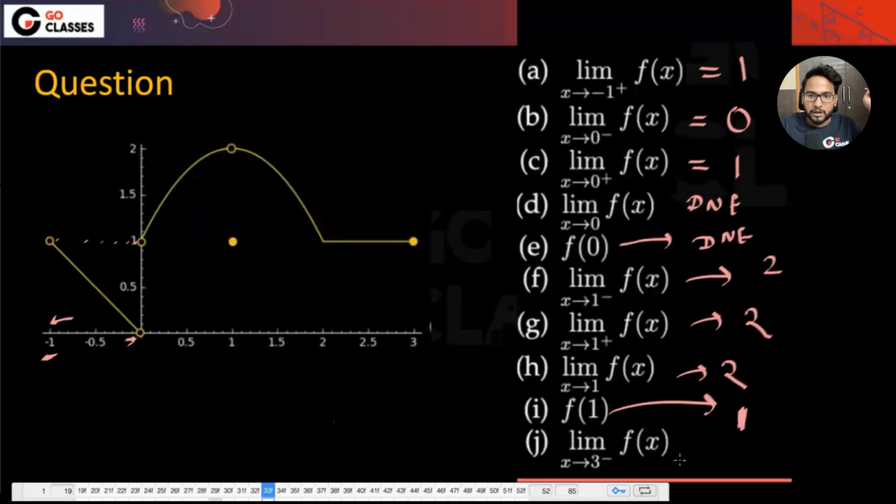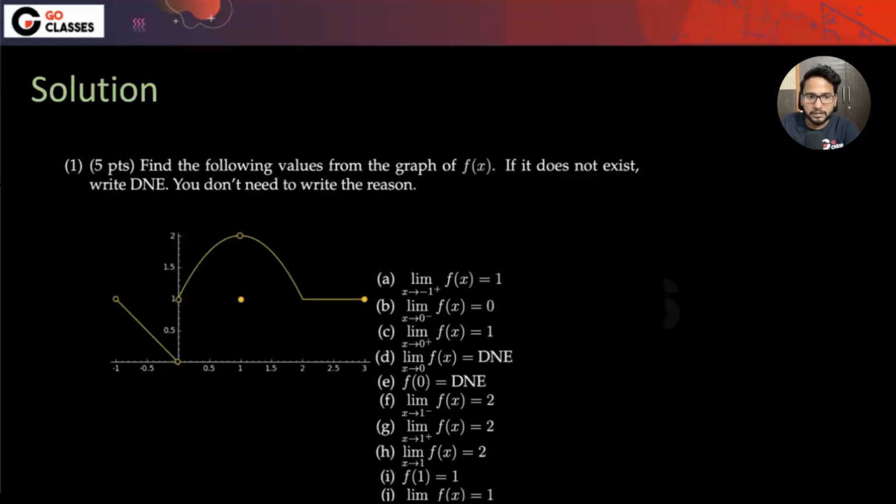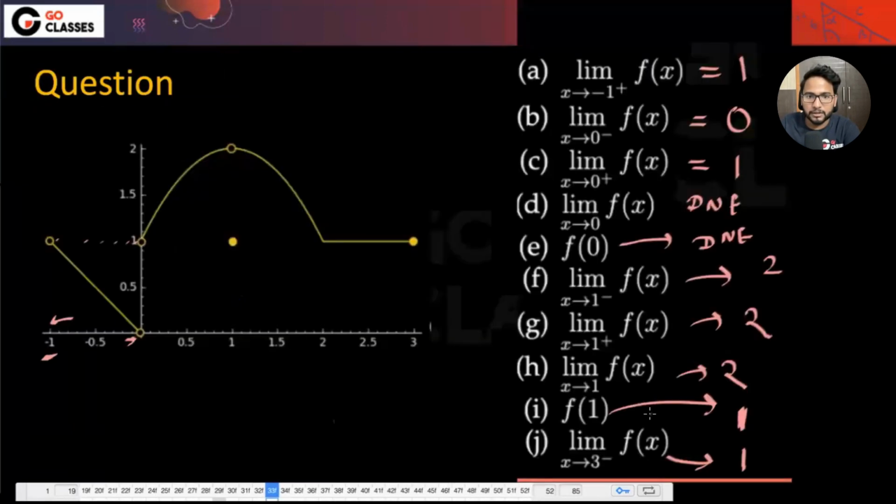Okay, and now what about this 3 minus? Which means you are coming from the left. I think it is 1. So the answers are 1, 0, 1, DNE, DNE, 2, 2, 2, 1, 1. You can see the answers here. Yeah, these are the correct answers. f(3) is 1. f(3) is also 1. This is given.